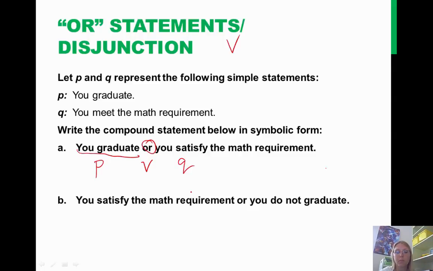You satisfy the math requirement or you do not graduate. Well, notice that the second statement is written first here, so it's going to be Q. We have or. And this is a negated P, so it's going to be negated P here.